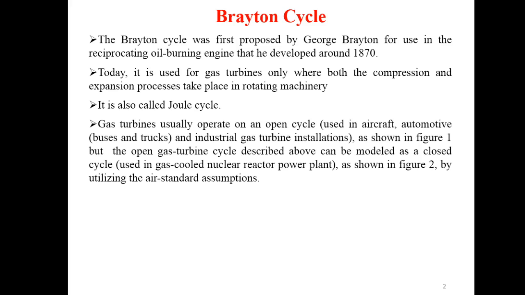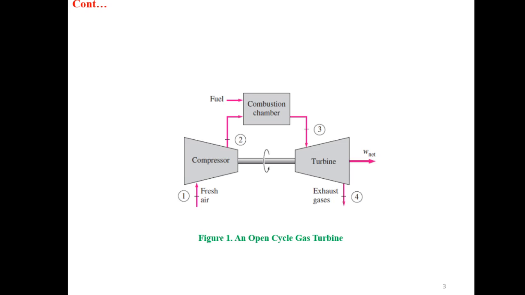Gas turbines usually operate on an open cycle. Applications are in aircraft, automotive, that is buses and trucks, and industrial gas turbine installations, as shown in figure 1. This is figure 1, showing the open cycle gas turbine. In this we have three components. First component is the compressor, second is the combustion chamber, third is the turbine.